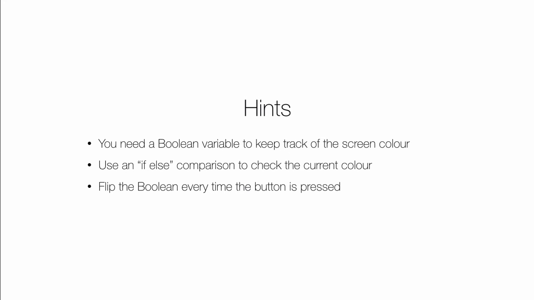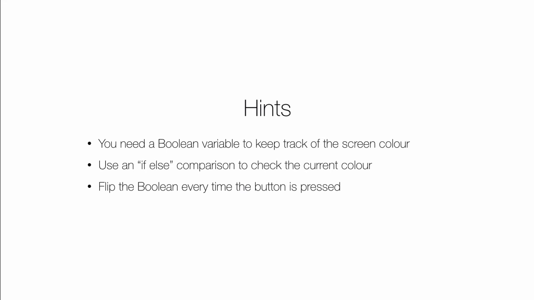And here are some hints. Firstly, you need a Boolean variable to keep track of the screen color. Then you need to use an if-else comparison to check what the current color of the screen is. Finally, you'll have to flip the Boolean value every time the button is pressed.